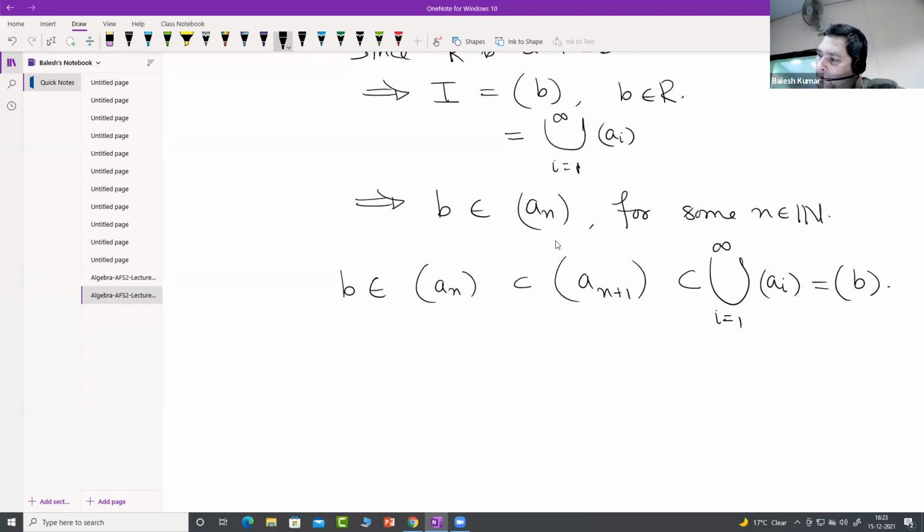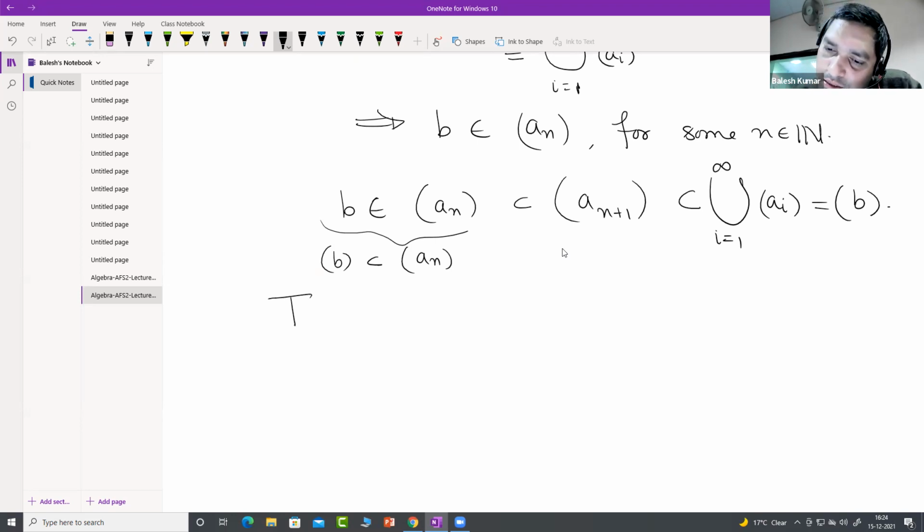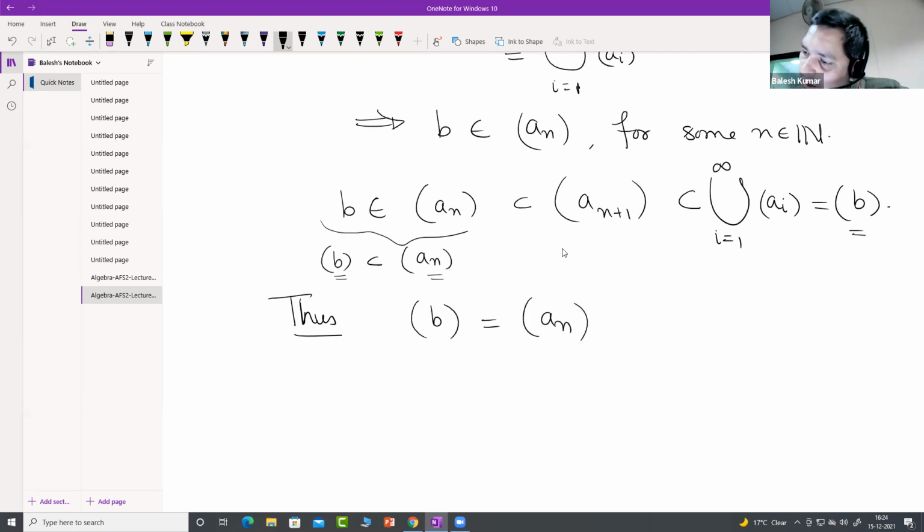Therefore, in terms of containment, the ideal generated by b is contained in the ideal generated by a_n. And so a_n is equal to b. Thus the ideal generated by b is contained in this, and the ideal generated by a_n is contained in that generated by b. Therefore the ideal generated by b is the same as the ideal generated by a_n.